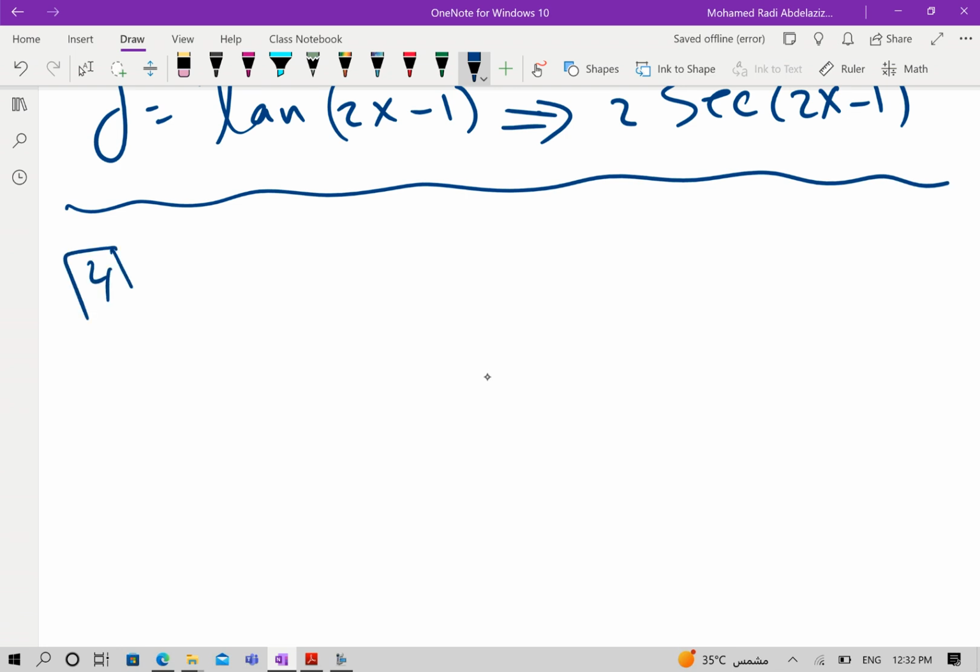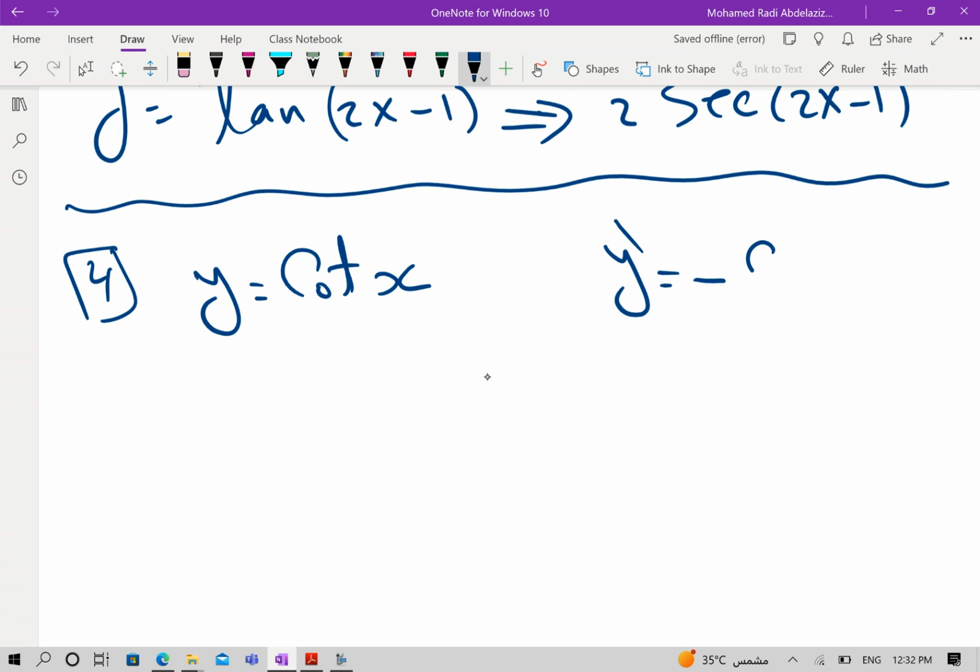Number 4. If y is equal to cotan x, its derivative will be, try to guess. Differentiation of sine is cosine, differentiation of cosine is negative sine, differentiation of tan is sec squared, differentiation of cotan is negative cosec squared x. Let's start to prove that. No need to recognize it, but it's better to memorize all.